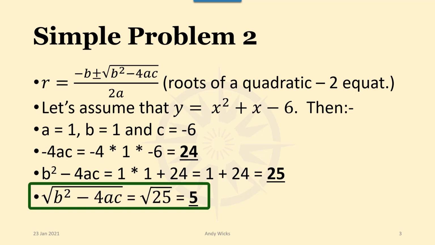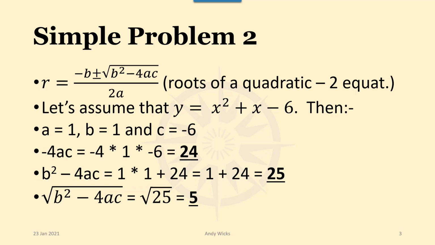The next stage is to find the square root of what we got. So we got an answer of 25. The square root of 25 is 5. Now we're ready to move on to that complicating bit of the equation that turns it into two equations.